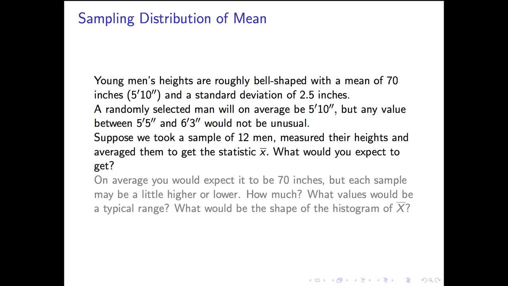Now I want to change the probability experiment. Suppose I take a sample of 12 men, I measure all their heights, and average them to get the sample mean x bar. What kind of numbers would I expect to get when I do that? On average, I think it's pretty reasonable, I would expect to get 70 inches. But each sample might give you an x bar a little higher or a little lower than that. How much? What values would be typical? What would be the shape of the histogram of that random variable x bar gotten by choosing a sample and computing its x bar?